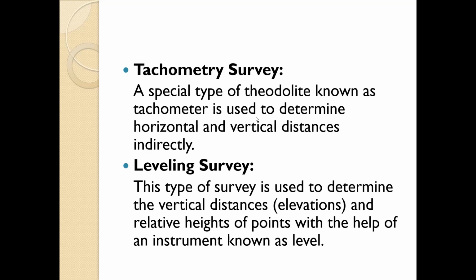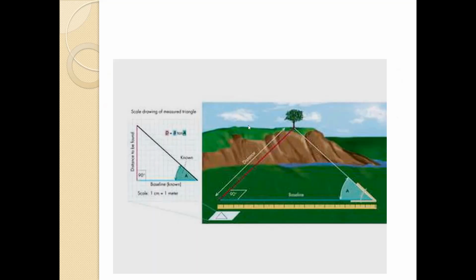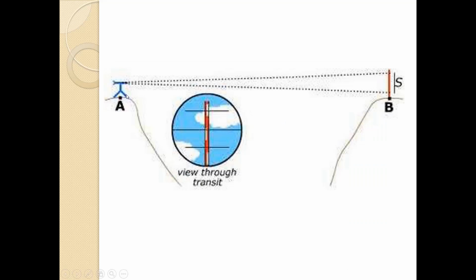Basically, why is it needed? Because in some areas like this, as you can see, we have some undulations over here. Sometimes we also have obstructions like this river. What do we have to do? We can see here an obstruction like this also. So to measure this distance, we need to go for tachometry.